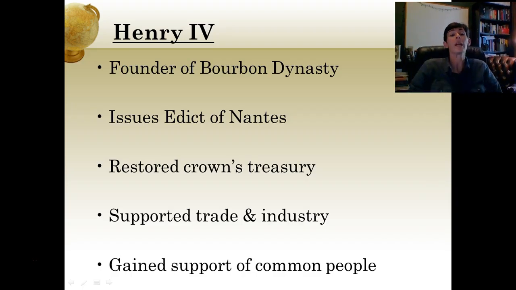Okay, so Henry IV, he's the founder of the Bourbon dynasty. You need to remember Henry IV, because the Bourbon dynasty is going to go all the way through several different eras of European history. Okay, so you're going to really want to pay attention to that. Founder of the Bourbon dynasty, Henry IV.